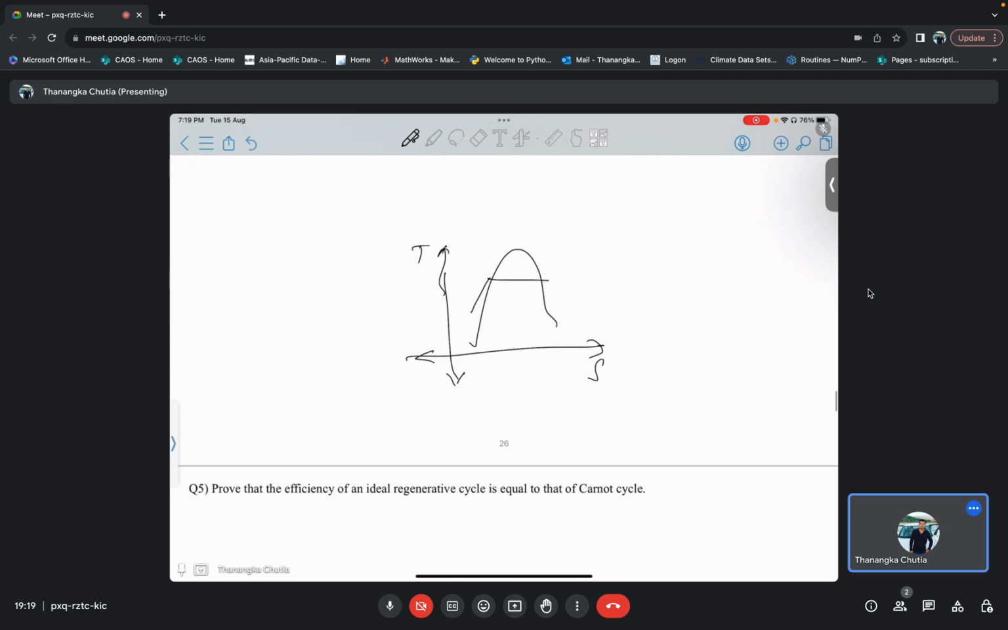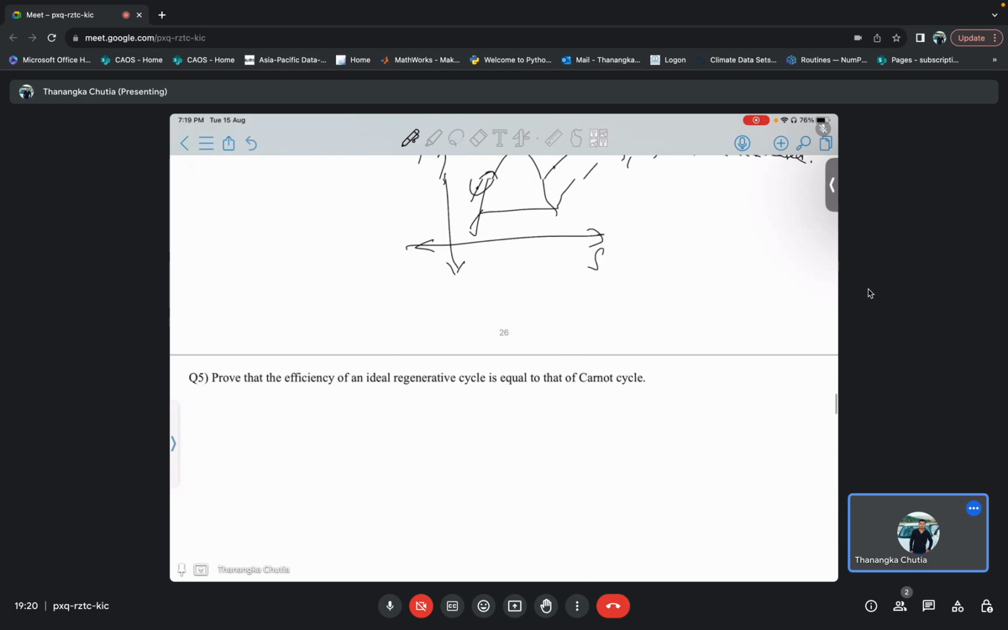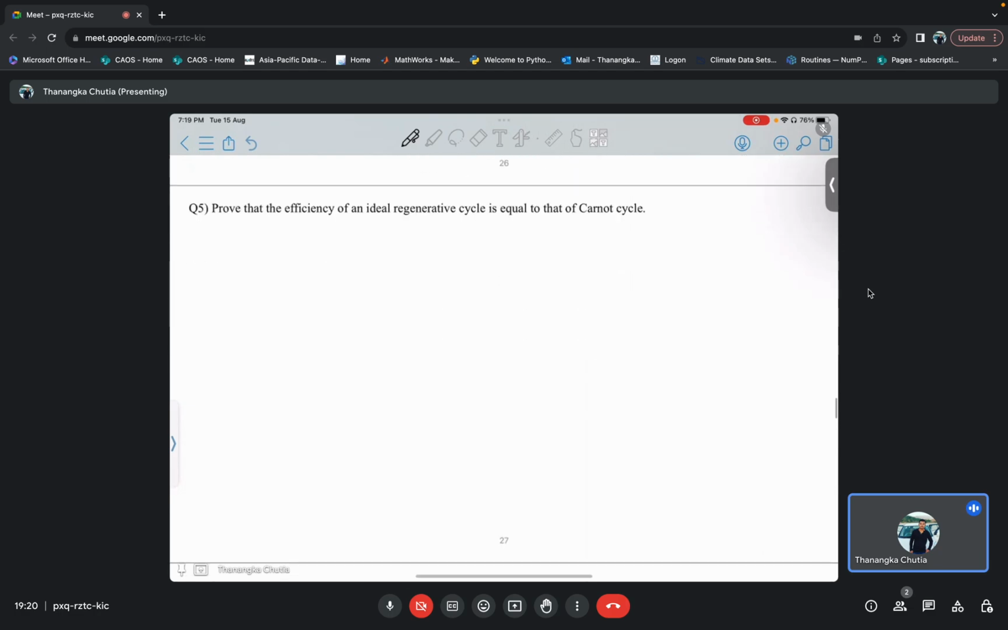We know that from here to here this much amount of heat we need to give. What if we can decrease this part, so that our Q1 will be decreased? If we decrease Q1, then our input will decrease compared to the same output, so our efficiency will increase. This can be done by means of regeneration. To understand how regeneration works, we will solve one question: prove the efficiency of an ideal regenerative cycle is equal to that of the Carnot cycle.